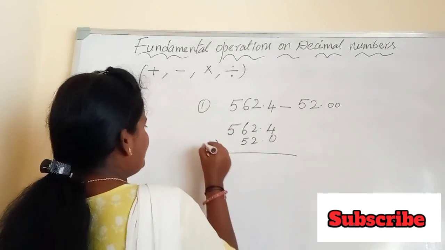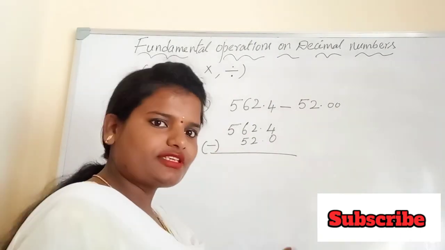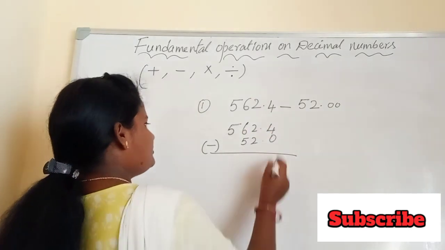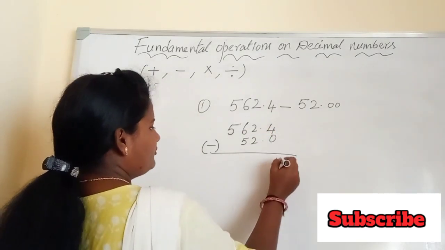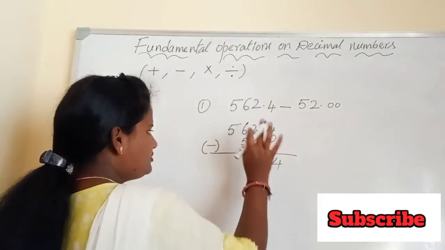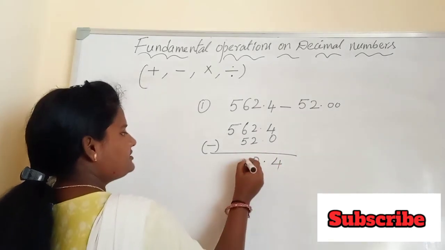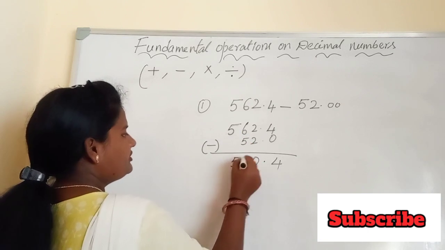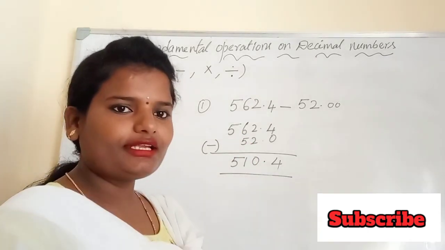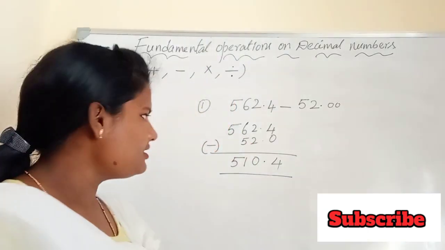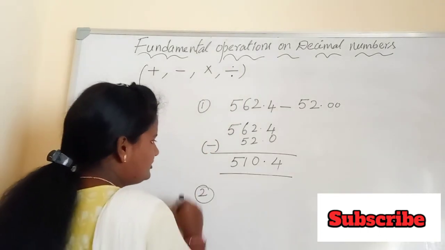Here what we should do? We have to do subtraction. If you add also, same thing only. Next 4 minus 0 is 4. 2 minus 2 is 0. 6 minus 5 is 1. Next is the 5. So 510.4 is the answer. We'll see the next number also.